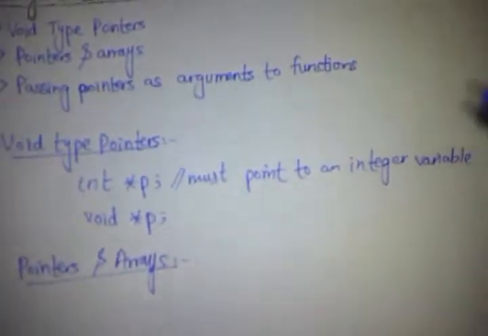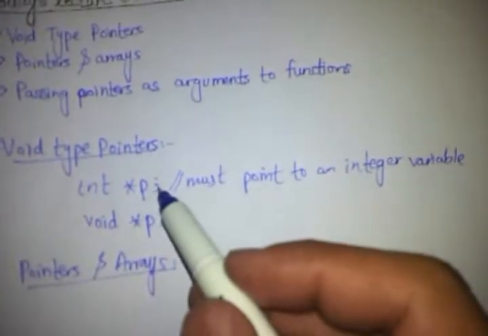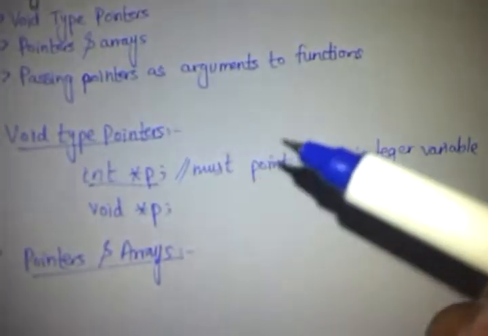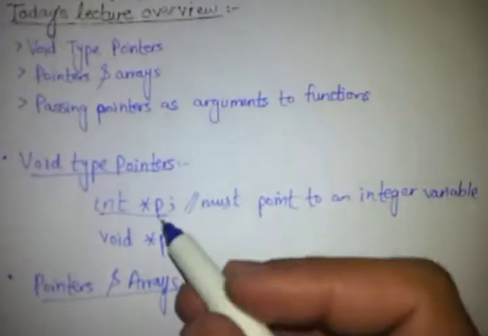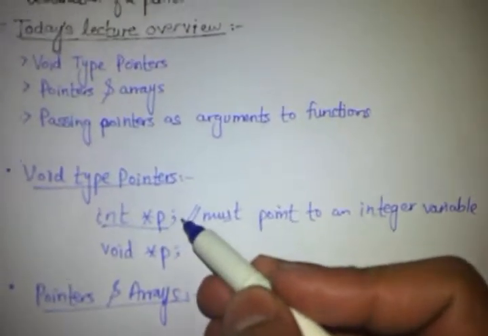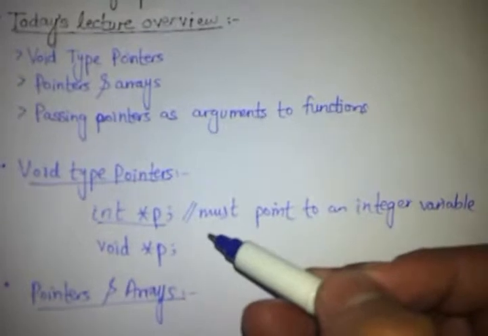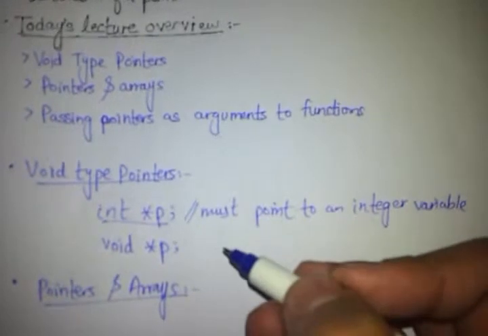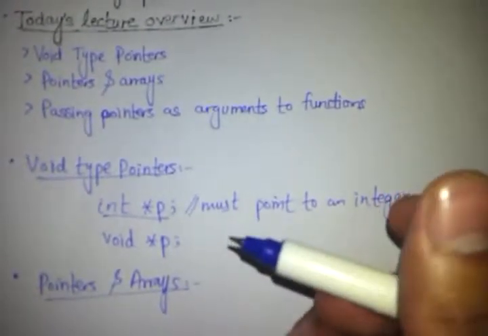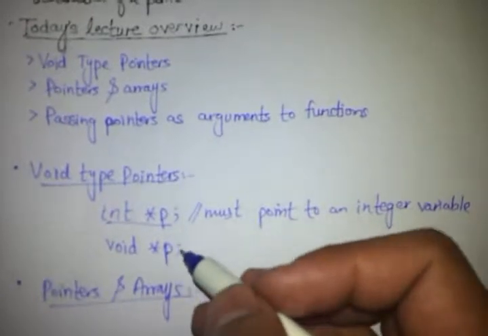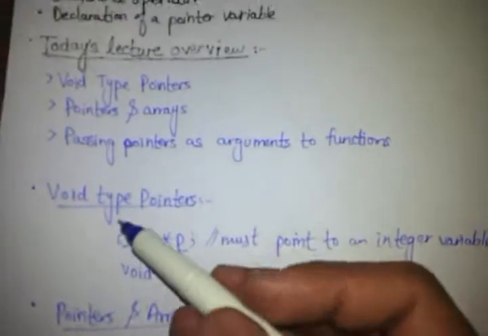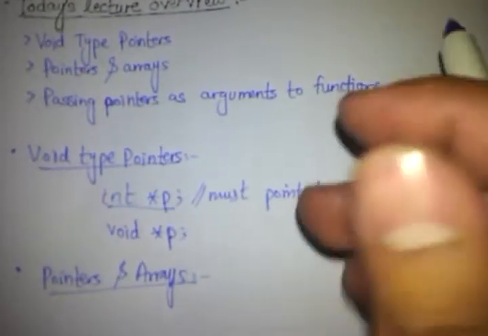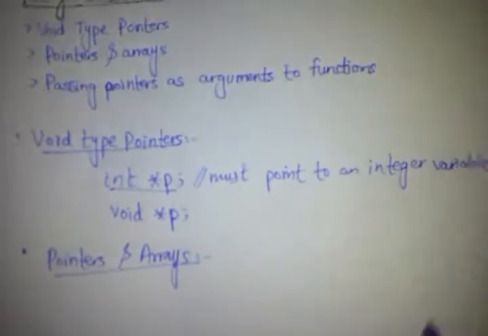Now we know that if we execute an instruction like int *p, the variable p must point to a variable which would also be an integer type. But with void type pointers, we don't have to worry about which type of variable this pointer p is pointing to. The name suggests that we don't care about which type of variable it's pointing to. So it's a very easy concept. It's all about void type pointers.